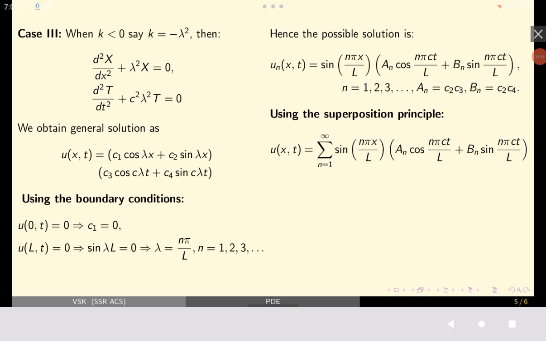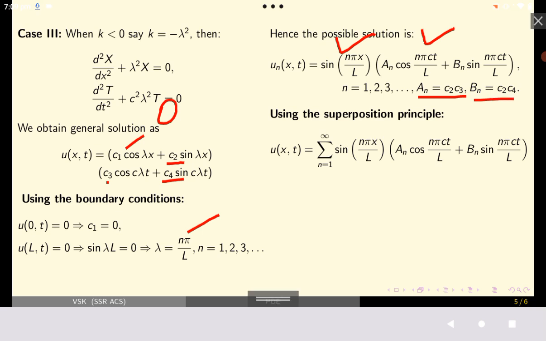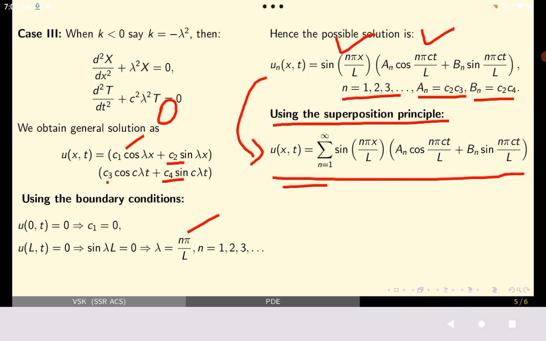So when we put these values, C1 we have already found is 0, and the value of lambda we have found is this. We'll put these values over here, and this C2 we are multiplying inside. So C2 and C3 will be multiplied, and C2 and C4 will be multiplied. So we get this expression where An is C2 into C3 and Bn is C2 into C4. This is valid for all n. So by using the superposition principle, this will be true if we take the summation of all these things. So finally, we got this expression, which is a non-trivial solution in this case.